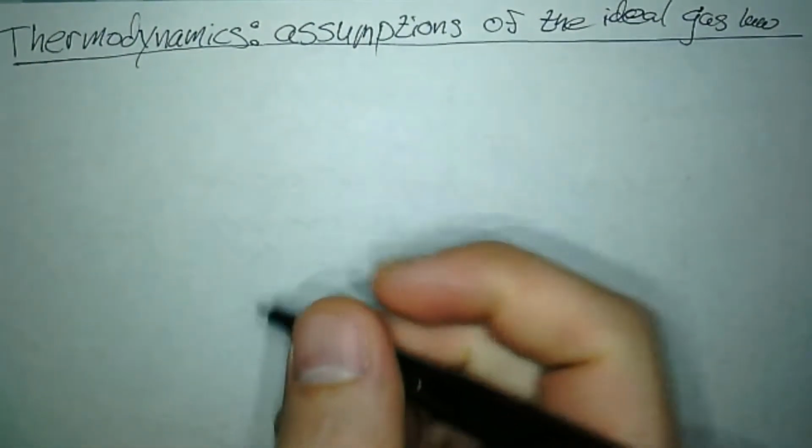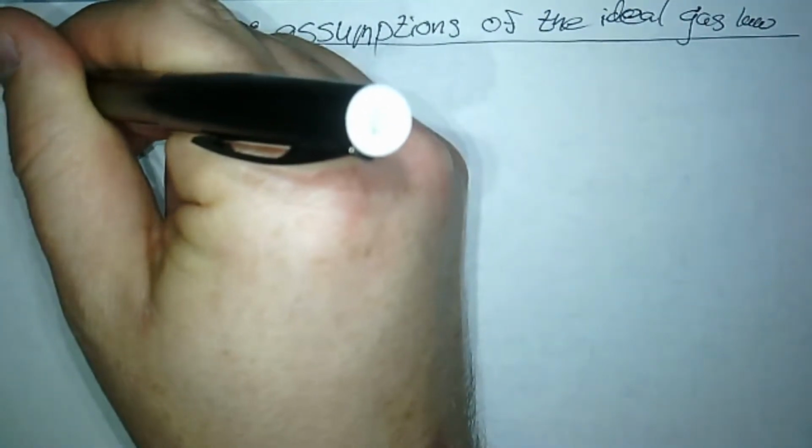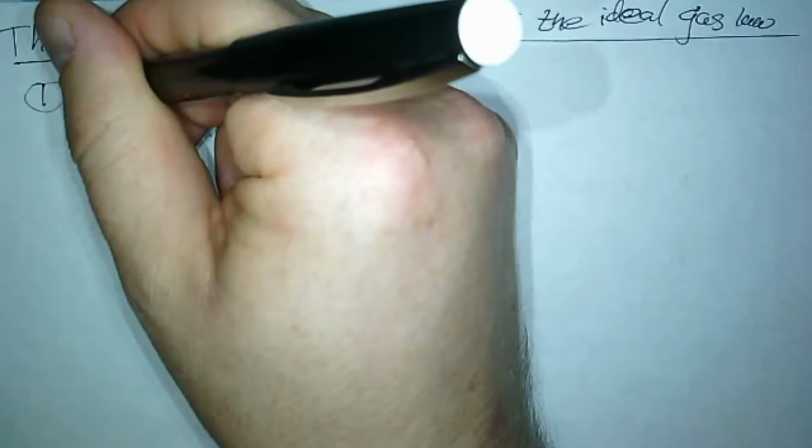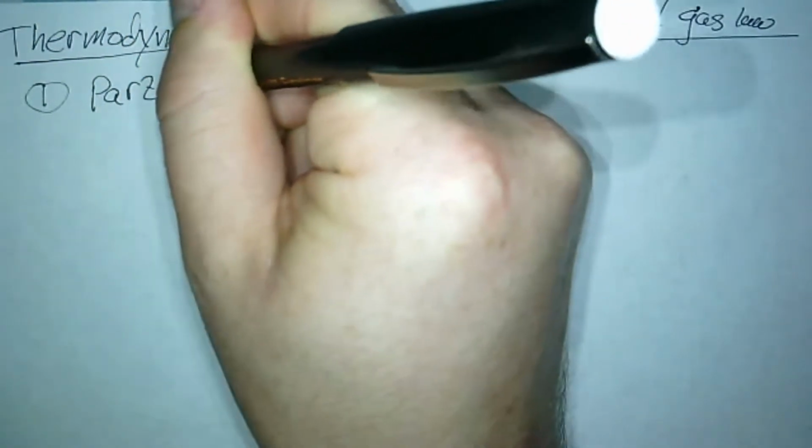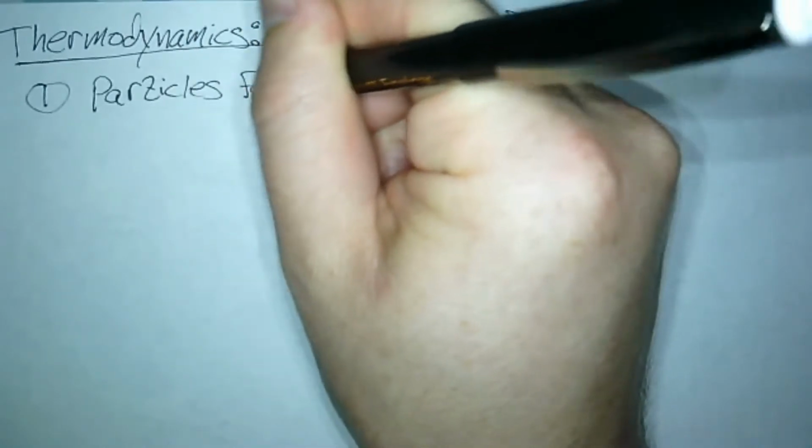So the first assumption we're going to make, which is probably a standard assumption for most things, is this is going to be a classical system, meaning that the particles or molecules or atoms follow Newton's laws. So not a quantum system.